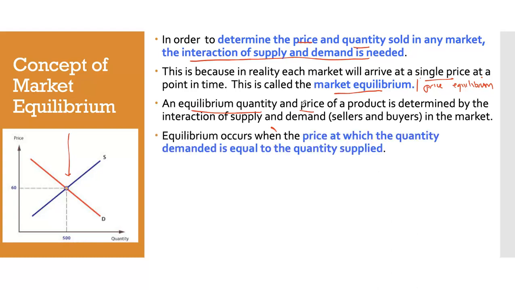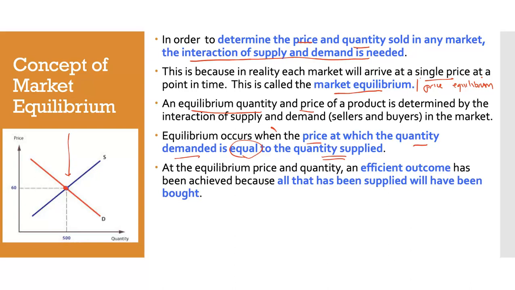Now, equilibrium occurs when the price is at a point where quantity demanded is equal to the quantity supplied. So you can see at this little point here, the quantity demanded of 500 equals the quantity supplied of 500. And this results in a price you can see is 60. That is the concept.